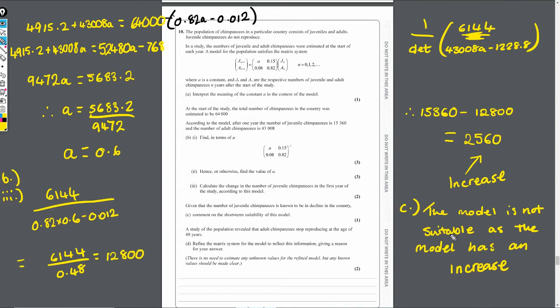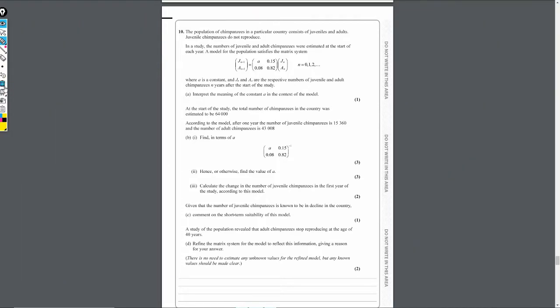Okay, so that's part C. So it's just a brief 1 mark comment, and because ours is increasing, whereas they're known to be in decline, then we can say it's not suitable for the short term. Okay, so if we just clear that, and then finally for part D, 2 marks, we're asked to refine the matrix system for the model to reflect this information.